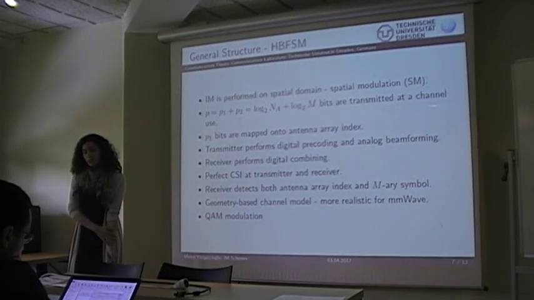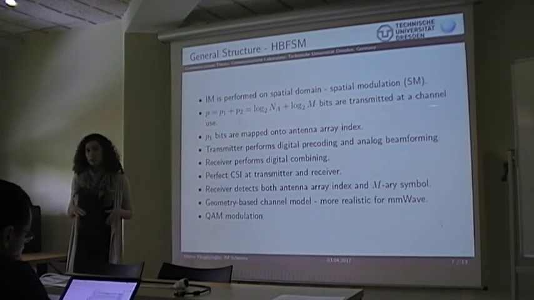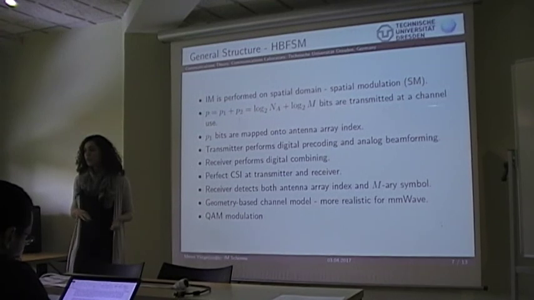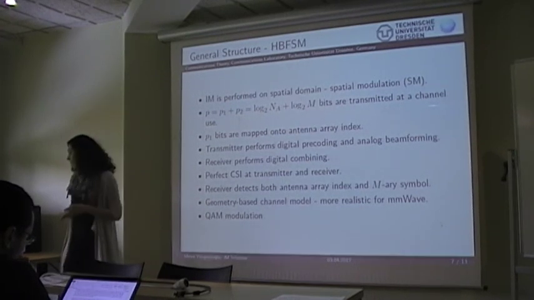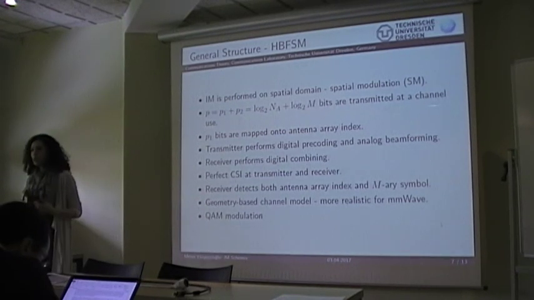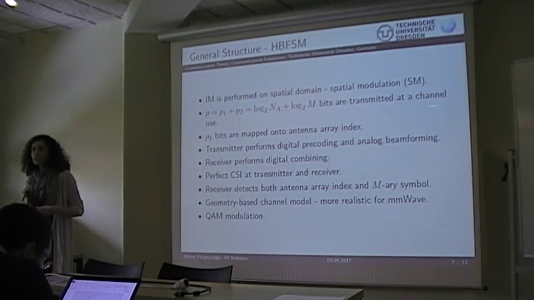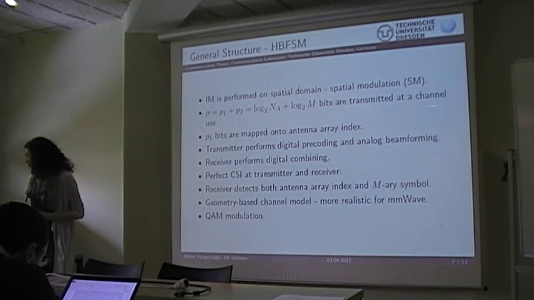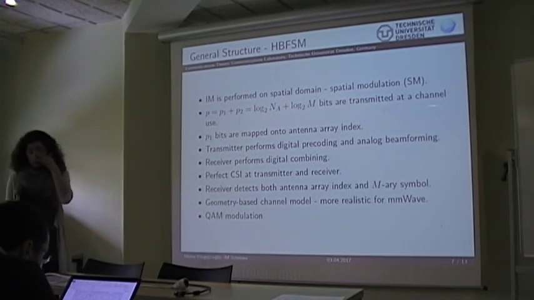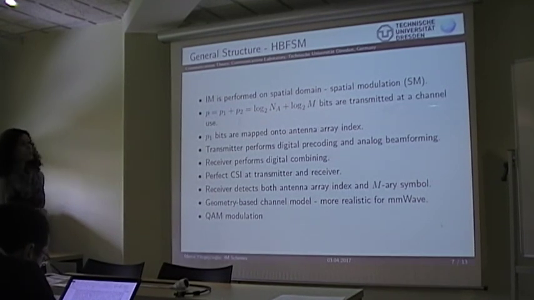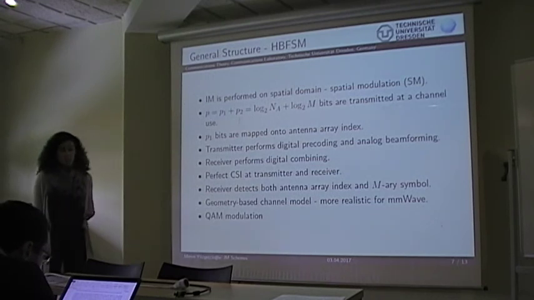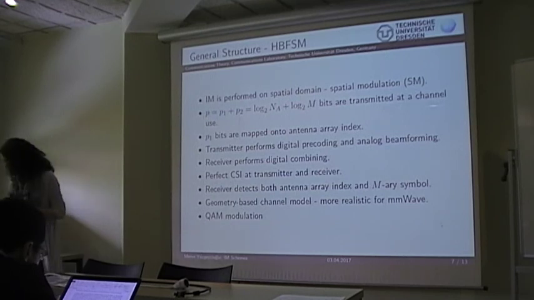I have considered that the transmitter uses both a digital precoder and an analog beamformer, and the receiver performs digital combining. And both the transmitter and receiver have perfect CSI. Since beamforming schemes are more logical to use in large-scale systems, also at millimeter wave, I considered a geometry-based channel model. It is more realistic for that kind of system.